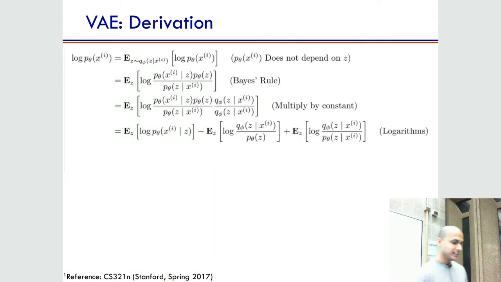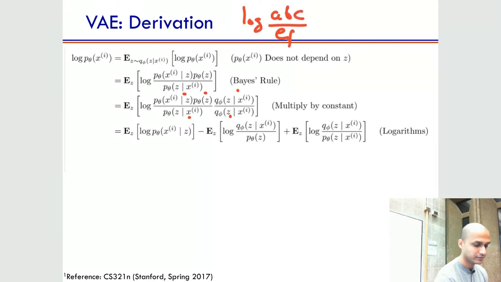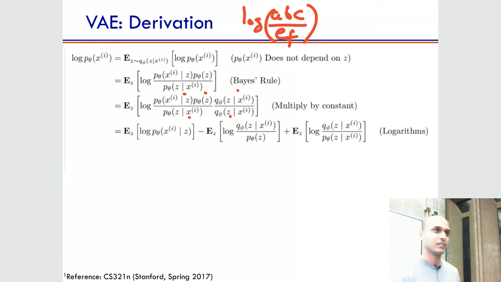It's a log of a lot of terms, right? There are three terms in the numerator and two terms in the denominator. It's a log of a times b times c divided by e times f. We're going to split it. We know that log of a times b is log of a plus log of b, and log of a divided by b is log of a minus log of b. So we're going to retain the first term, which is the conditional probability of x given z.